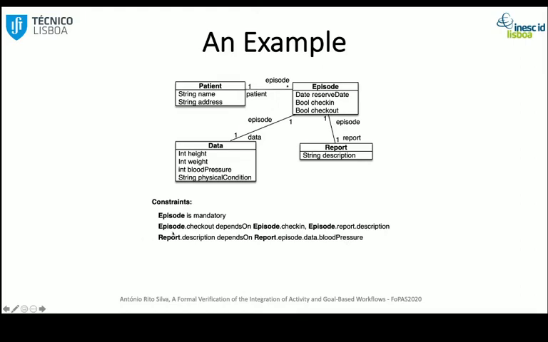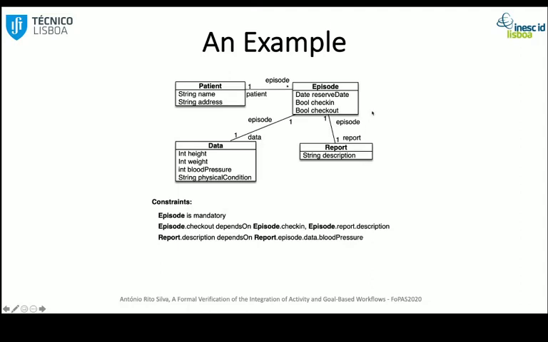And then you have dependence constraints, and these dependence constraints mean, for instance, to define the attribute check-out, it is necessary that the check-in attribute is already defined and the report description is also defined. And then to define the report description, it means that the data, the blood pressure, needs to be defined as well. So that's a dependence that goes this way. So basically the idea is that any execution should preserve these dependencies.